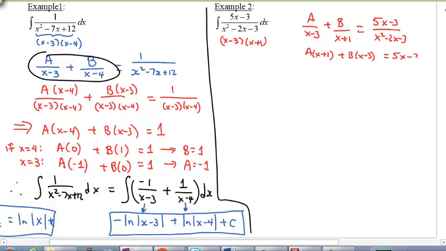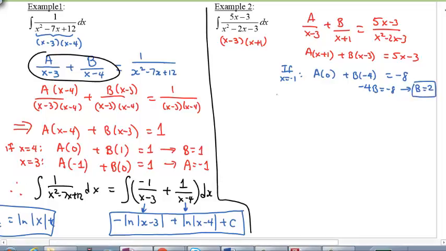Here we go. Once again, I can use that trick to understand that no matter what value of x I plug in here, the left side must equal the right side. So plugging in, let's say x equals -1, I get A times 0, B times, let's see, that's -4. And this, -5 minus 3, that's -8. -4B equals -8. Hello, B must equal 2.